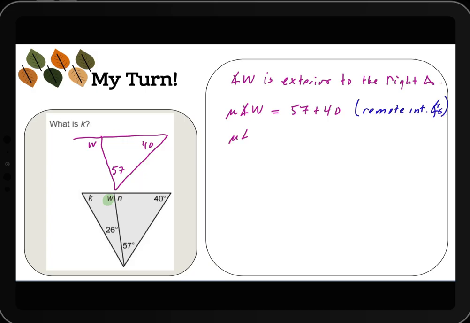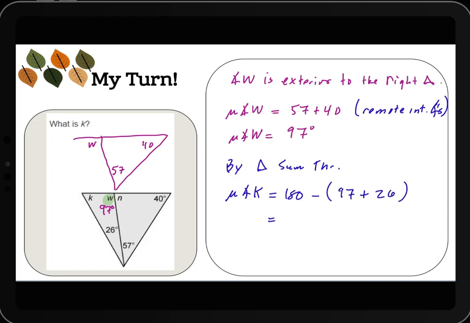So I know then the measure of angle W is equal to 97 degrees. So now I have an angle in the left triangle that I now know is W, which is 97. I have 26. So by the triangle angle sum theorem, or the triangle sum theorem, which I'm just abbreviating here, I know that the measure of angle K is going to equal 180 minus 97 plus 26. So that's going to end up getting us 180 minus 123, and that gets us 57 degrees.